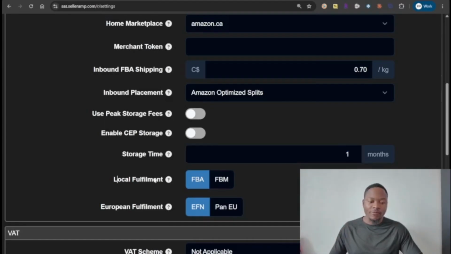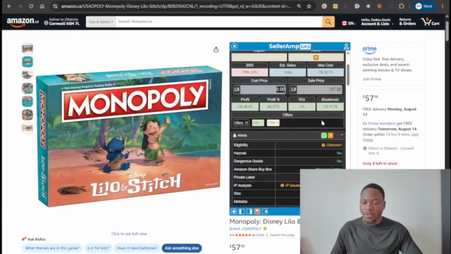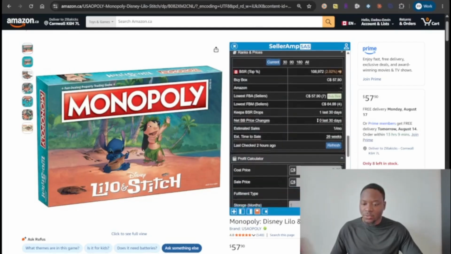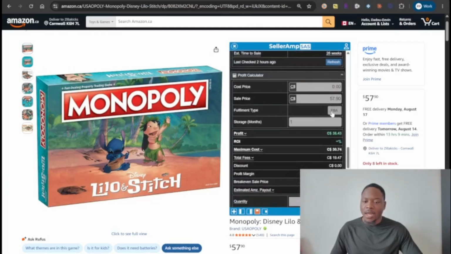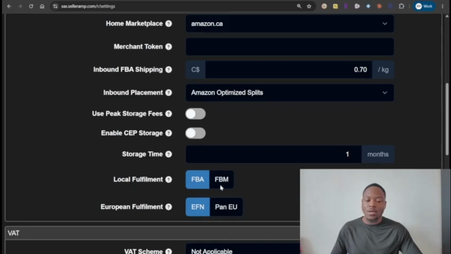Okay. Now the local fulfillment, this is where you want to see, are you going to be using FBA or FBM, right? I like to put my settings by default with FBA. And then if I'm deciding to check whether I want to do FBA or FBM, then I'll just switch it out to FBM here on the actual page. So if you go into here, you can scroll down to the section where it shows the profit calculator here. And then you can check the fulfillment type, and you can see how the profit right here is changing every time I switch out to FBA, FBM. So that's what you want to switch out right here. Okay. So you don't have to do it every time.